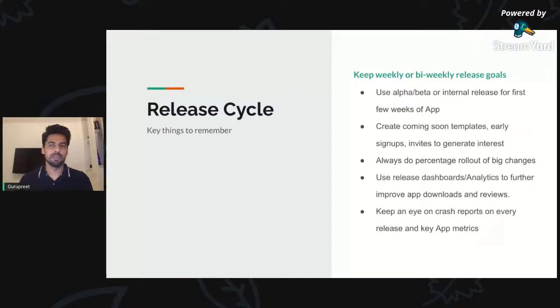And always, when you're doing a big rollout of a new feature on top of your core feature, make sure that you do a percentage rollout. Nowadays the Play Store and App Store all provide this functionality. You do not want to roll out a new feature completely to your whole user base. You can do 5%, 10%, and make sure it's all smooth, then roll out to the broader audience.